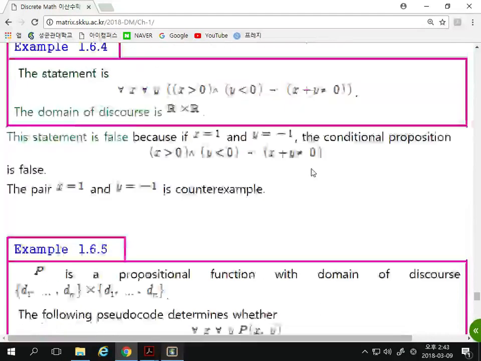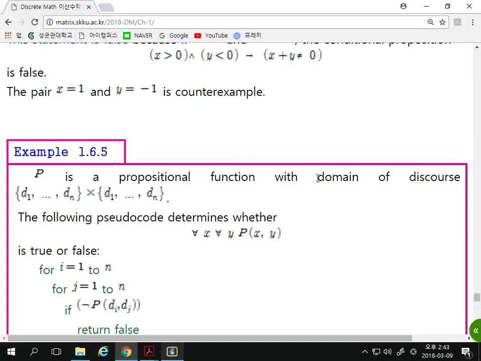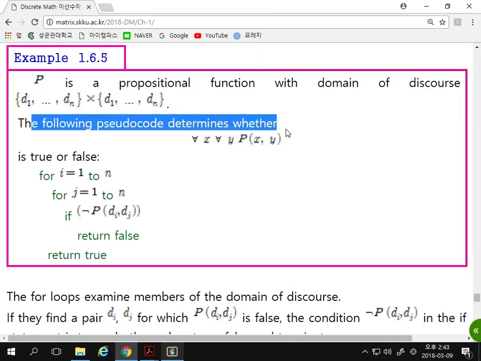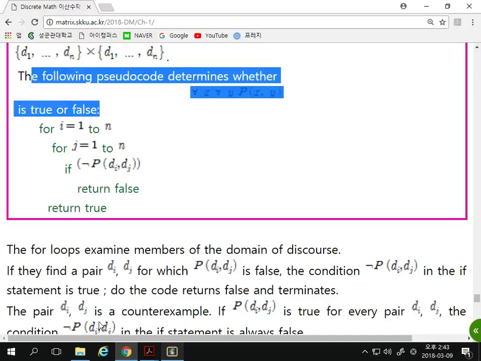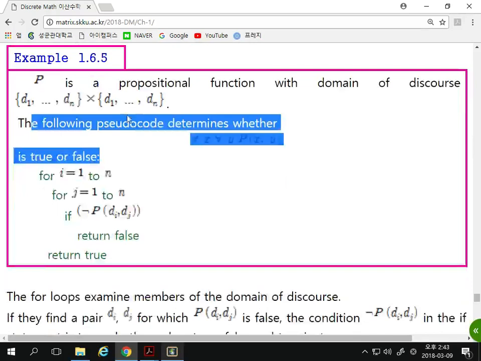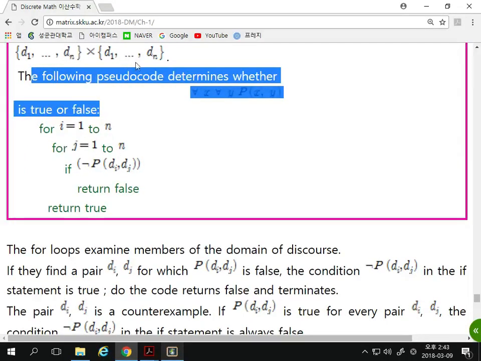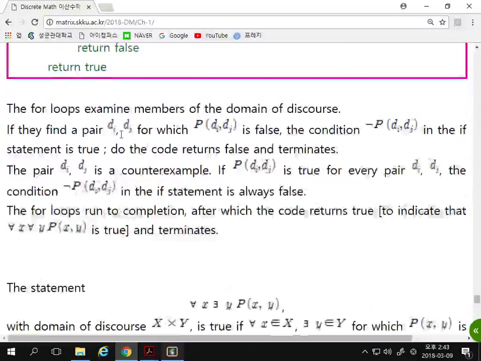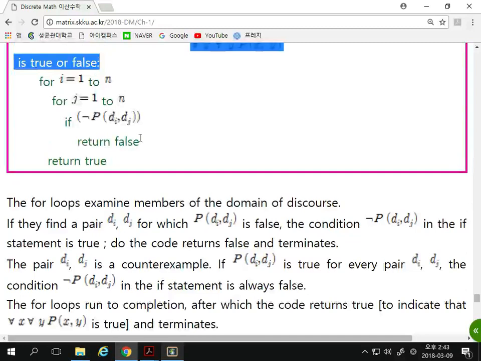Okay. So when you write a proposition that can be true or false, P is a propositional function with these domains. And the following pseudocode determines whether this statement is true or false. So we need two loops, one with index i for the first domain and another with j for the next domain. Then you can check the statement for each i and j, whether the statement is true or false.